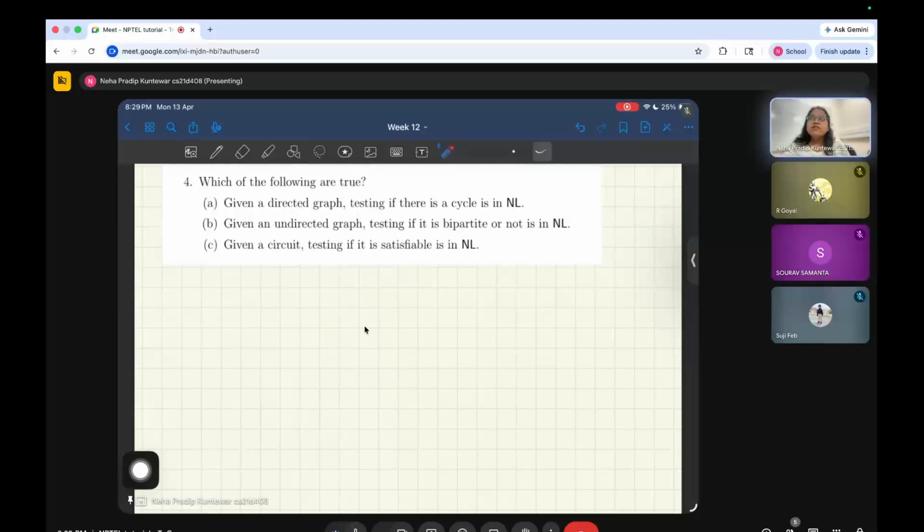I think A and B are correct. A is true because directed cycle detection can be done using reachability: we can guess a path and check if we return to the same node. And statement two is true because bipartite testing is in P, polynomial time, and since P is a subset of NL, it is also in NL.